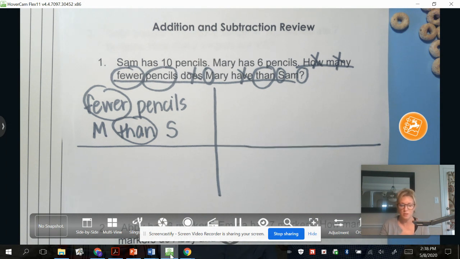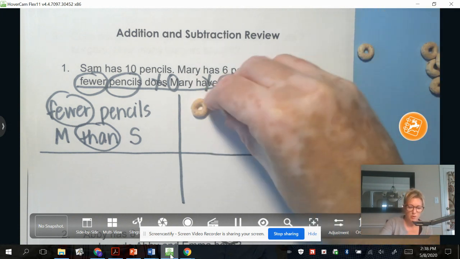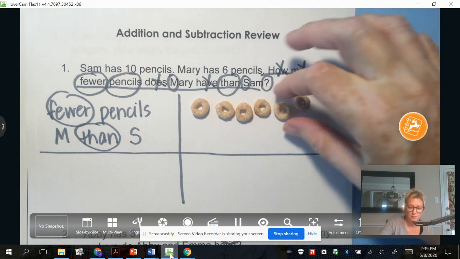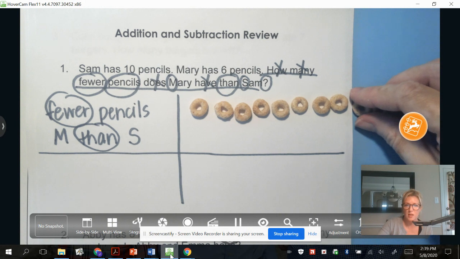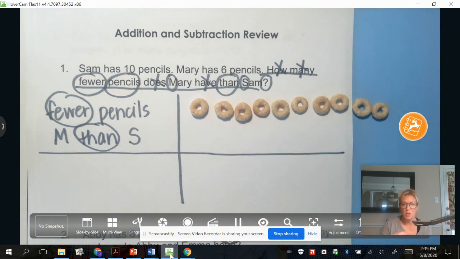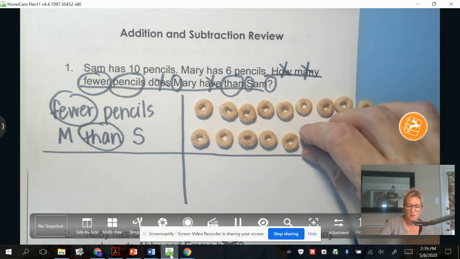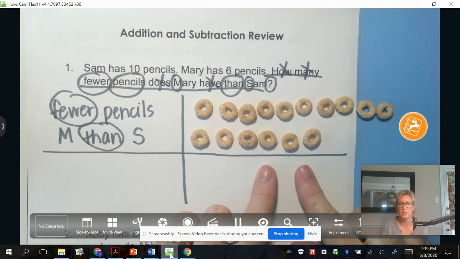Sam has 10 pencils, so we're going to show Sam's 10 pencils. Let me do this as fast as I can. Mine go off the page a little. Good. And 2, 4, 6, 8, 10. Mary has 6. 1, 2, 3, 4, and there's Mary's 6. And we want to know how many fewer Mary has than Sam. It's already telling us Mary has fewer than Sam.